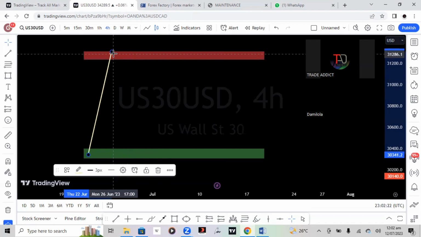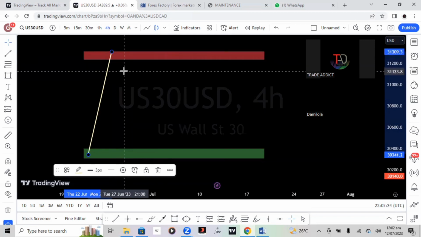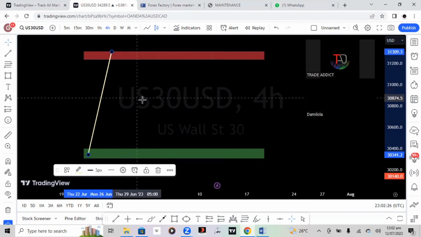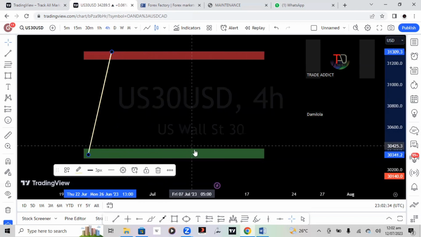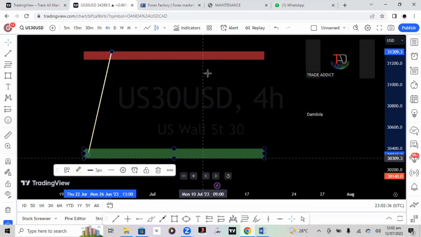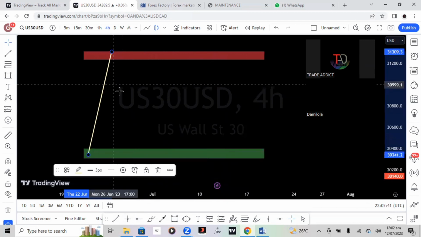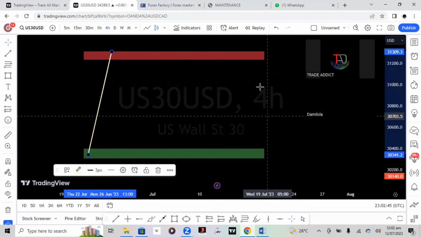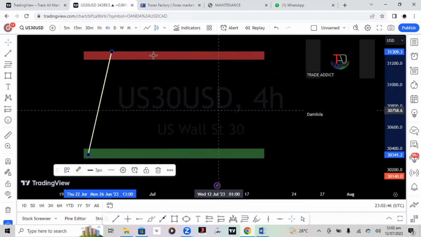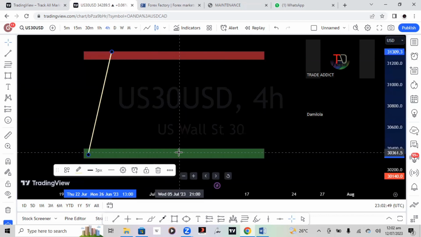Meanwhile, support and resistance are called minor zones. They are minor zones because price can easily break and retest support, but it takes a lot of candlesticks before price will be able to break a demand and supply zone. I hope you understand. So this is what is called our channel. We have our supply zone here. We have our demand zone here.